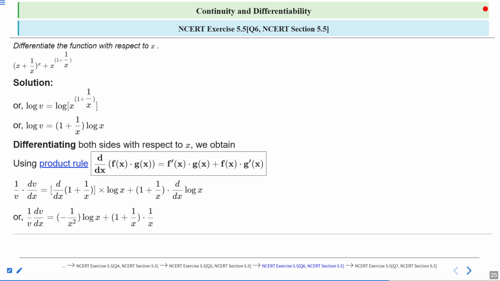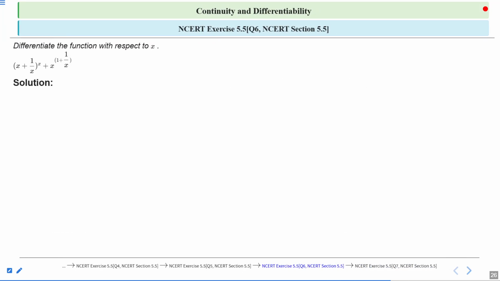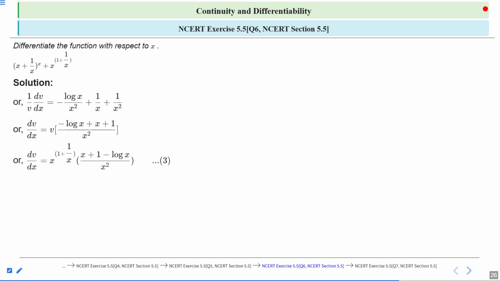Which will be equal to 1/v dv/dx is equal to -1/x^2 into log x plus (1 + 1/x) into 1/x, right? So 1/v dv/dx will be equal to -log x/x^2 plus 1/x plus 1/x^2, or dv/dx will be equal to v into (x + 1 - log x)/x^2, or dv/dx will be equal to x^(1 + 1/x) into (x + 1 - log x)/x^2. Let us assume this as equation 3, right?